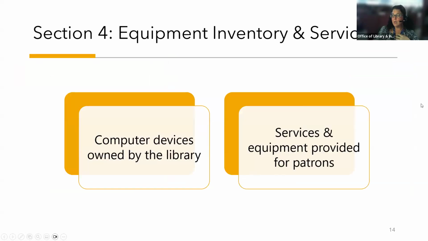Section 4, the computer devices owned by the library. Again, the tablets, laptops, and desktops that are used by staff and by the public, and then services and equipment provided for patrons. And this is where we had some consolidation. So we got rid of that extra section on makerspaces and combined it into one list of resources. So whether you have them or you don't for patrons.